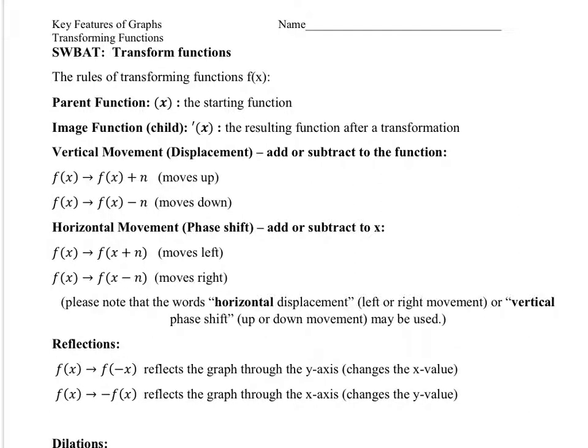Right, the last section of key features of graphs is when we can transform the graphs. So when we transform graphs, these are the basic rules. We have a parent function, which is where you started. The image, or the child function, is what the function's equation is after you've transformed it.